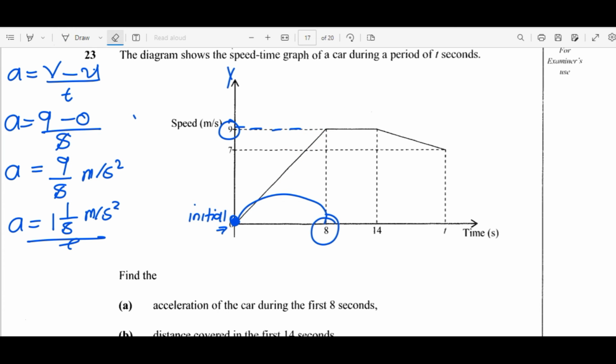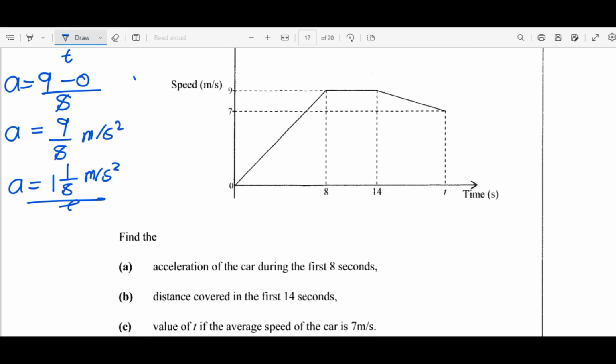Right, so after we are done finding this, let's look at the question that followed. The question that followed is about calculating the distance covered in the first 14 seconds. For a distance, you need to look at what type of shape you are having for that period of time. So I'm going to shade from 0 up to 14 so that you are able to see the shape that we have.